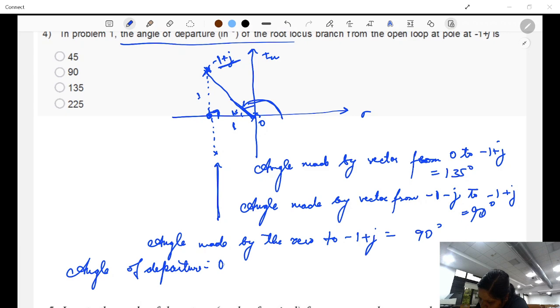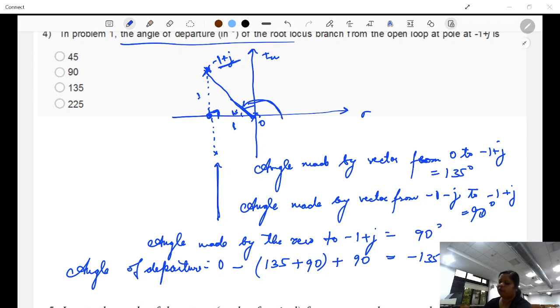It was 0 minus some of the angles made from the other open loop poles to the pole you are looking at. It is 135 degrees plus 90 degrees, plus some of the angles from the open loop zero. It is 90 degrees. You get the answer to be, it would be, 90 would cancel. It would be -135 degrees.